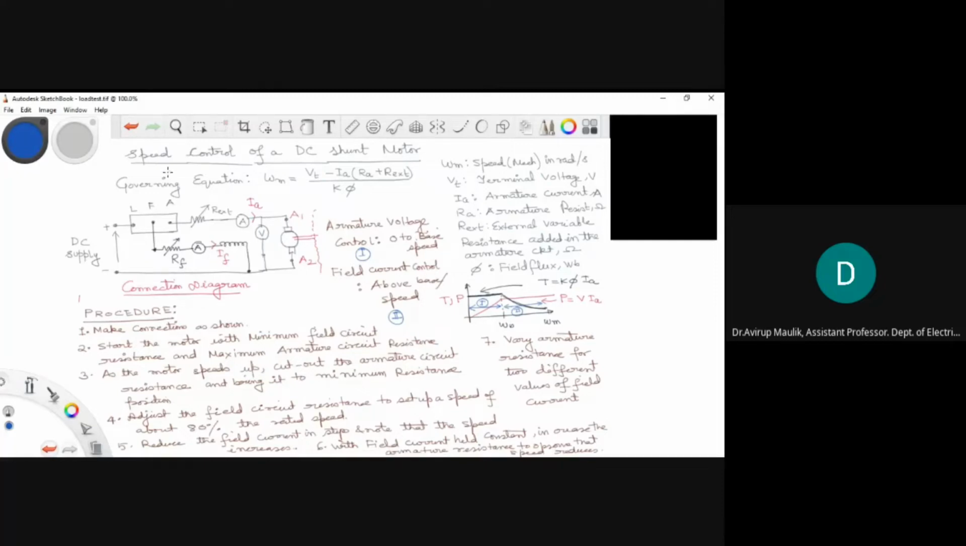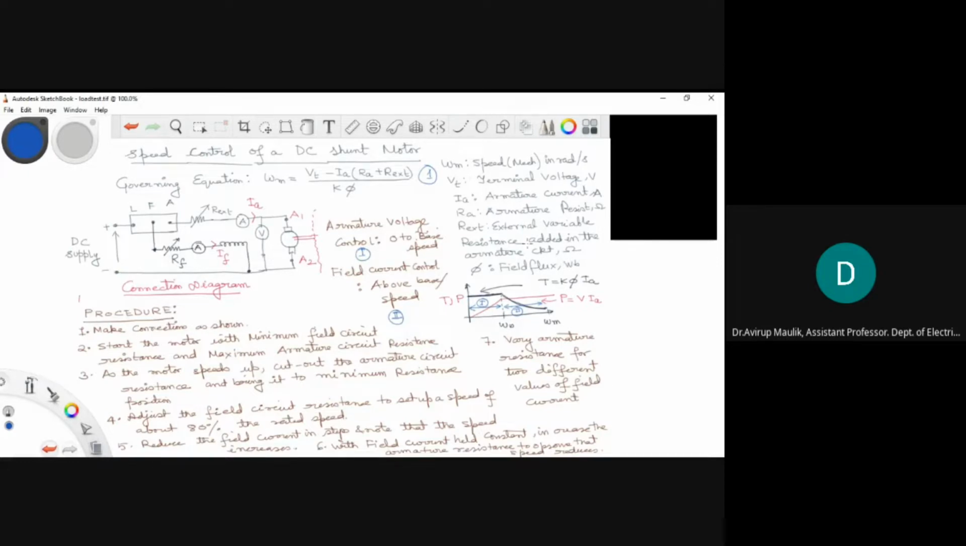In this video, we will discuss the speed control of a DC shunt motor. The governing equation is given by equation 1, where omega m is the mechanical speed of the motor in radians per second, Vt is the applied voltage across the armature terminal, Ia is the armature current, Ra is the armature resistance, R external is the resistance inserted in series with the armature circuit, and phi denotes the field flux.